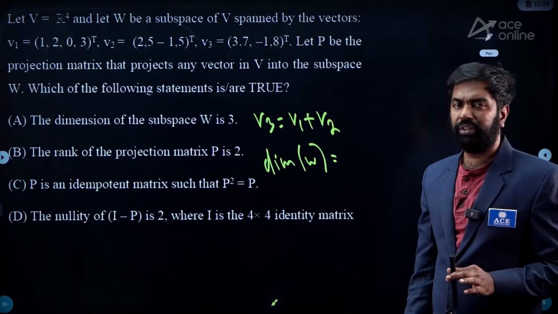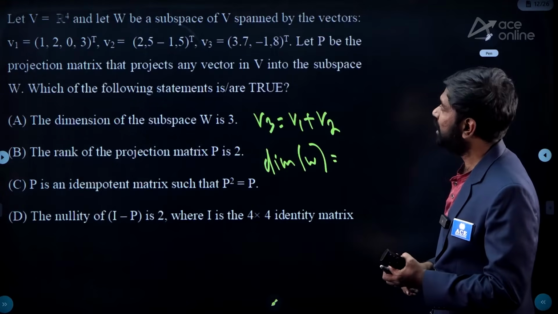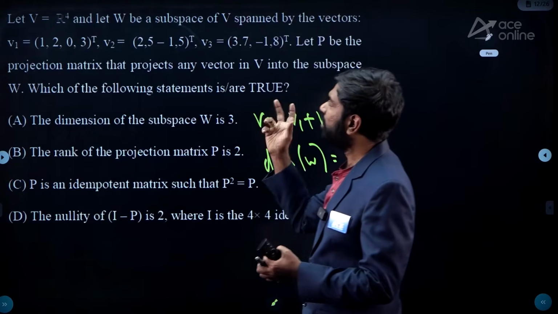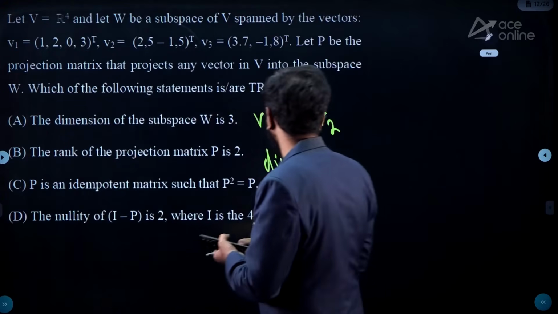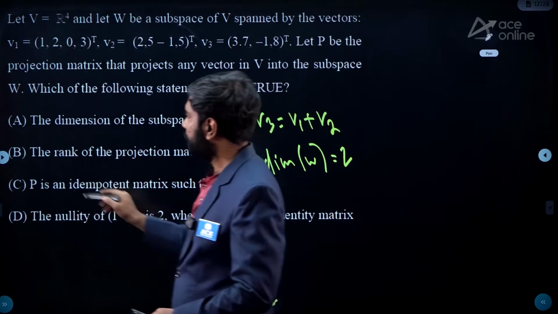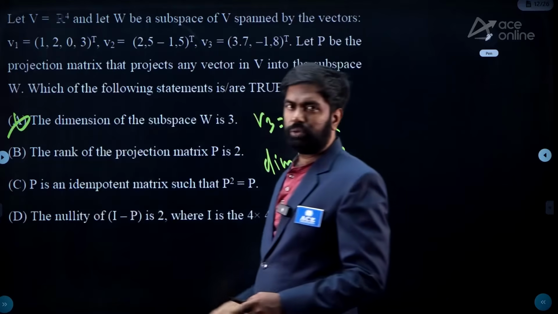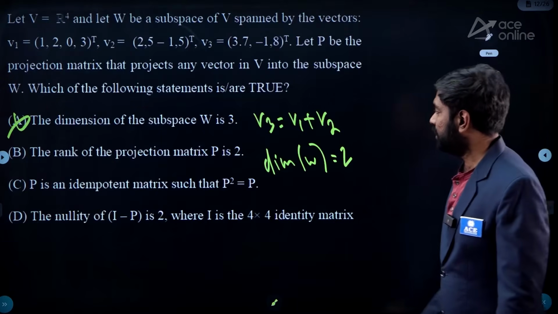Some students might feel, since 3 vectors are given, that the W subspace spanned by the vectors has dimension 3. But how many of them are independent in that? V1, V2 are the only independent ones. Hence, the dimension of W is 2. It's not 3. So this option is gone. Majority of the students might feel A is right.